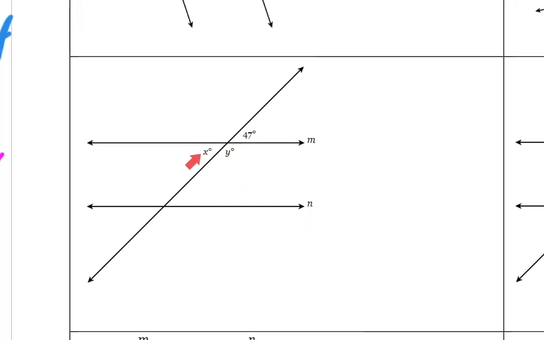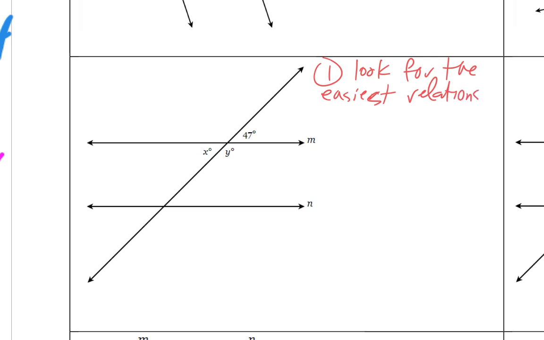Ooh, we have two variables right here, right? We have x and y and 47. What do we do? The first thing that we do is look for the easiest relationship. So what's the easiest relationship? What do we know about 47 and y, or x and y? I'm sorry, x and 47.